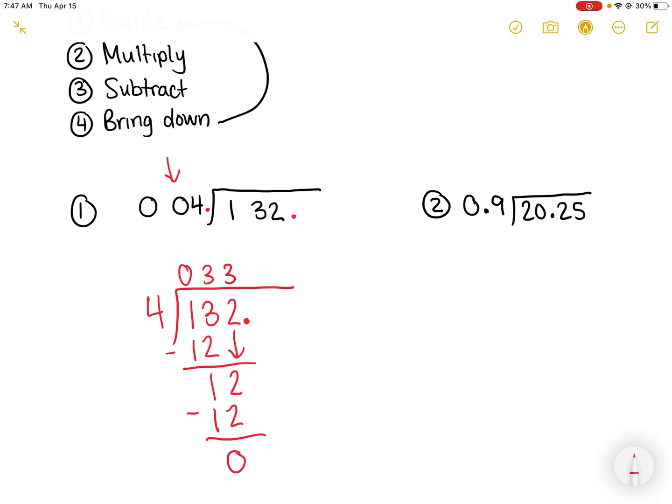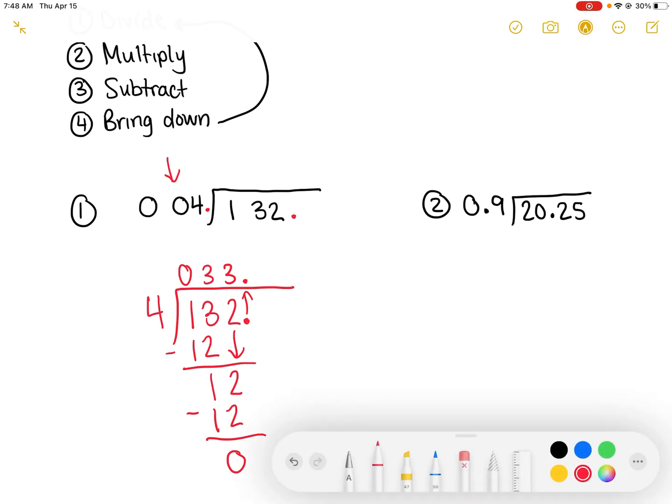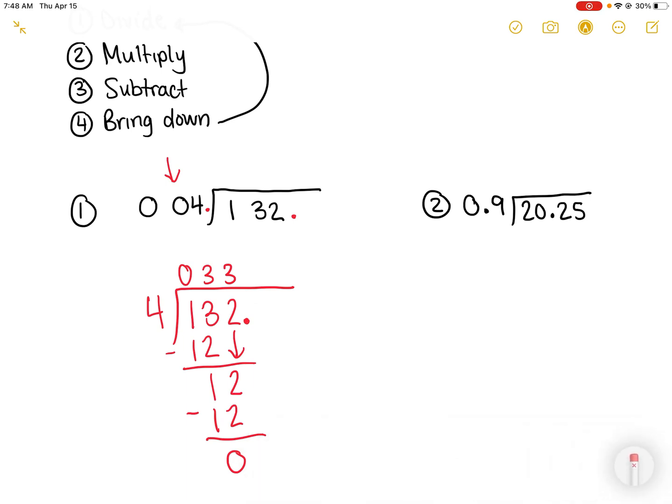So for this problem in particular, I didn't have to add any extra zeros because I did get to 0 all on my own. And if I move my decimal straight up, I don't actually have a decimal number, it's just a whole number, so I don't even need to include my decimal. And my answer is just 33.